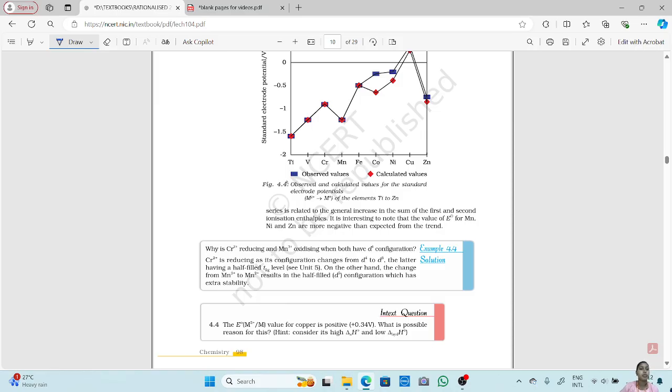The energy to remove the first and second electrons, the overall energy will increase, and that will give you a negative electrode value. Now, it is interesting to note that the value of E naught for Mn, that is manganese, nickel and zinc, are more negative than expected from the trend. So these, manganese, nickel and zinc, show a more negative E naught value because their first and second ionization enthalpy increases.